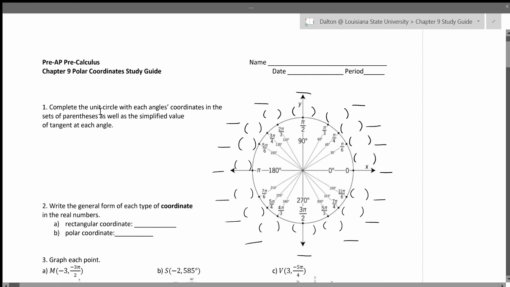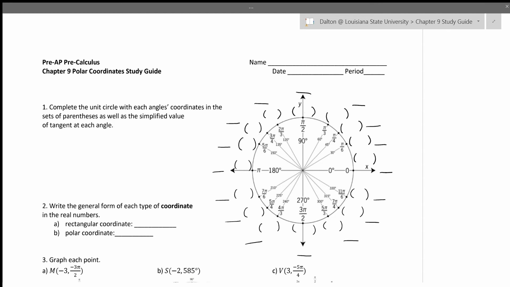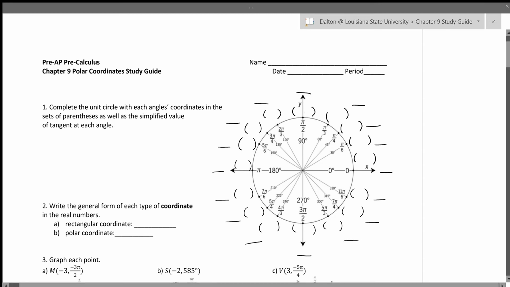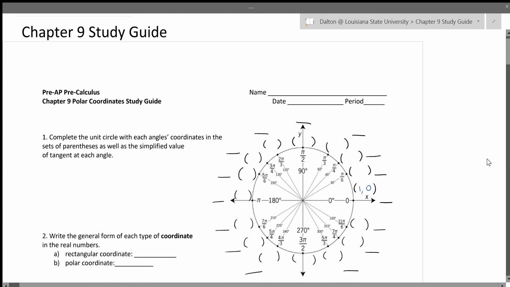So we're going to complete the unit circle with each angle's coordinates in the set of parentheses first. So if I want to put the coordinates, again, I like to do my four corners first. So I know at 0 I've got 1, 0. And then up here at 90 degrees, I've got 0, 1. Then to the left, I've got -1, 0, and then 0, -1.